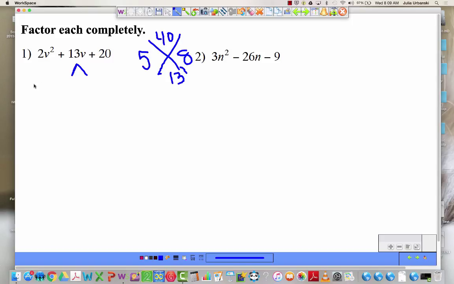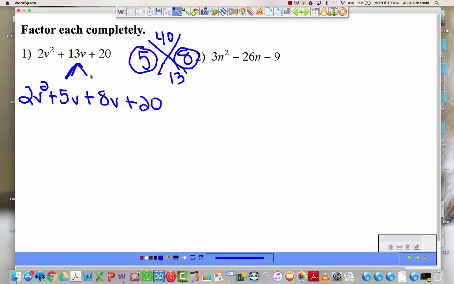2b squared. Is that a v? Yes. Plus 5v and 8v. Then plus 20. Okay, all I did was use the 5 and the 8, and then all I did was split up the middle. So the 2v squared is still there. The 13 breaks up into 5 and 8. The 20 stays 20. Okay, so be careful with that.